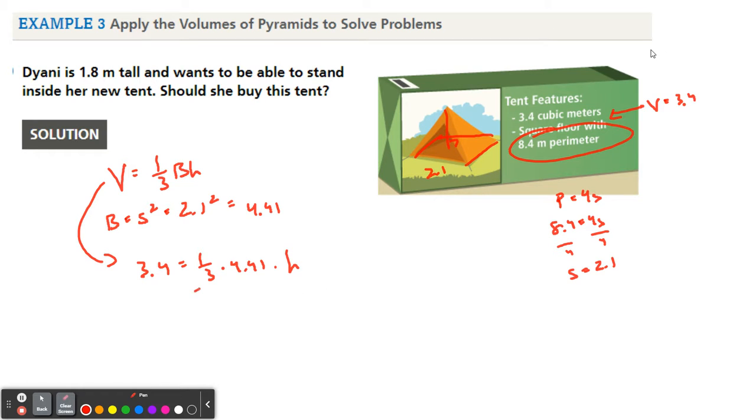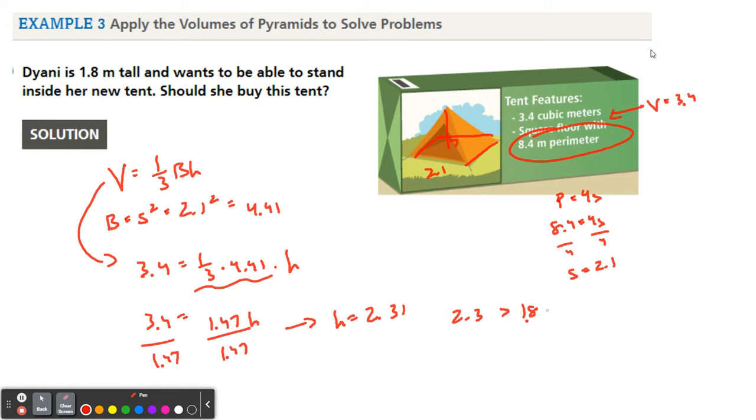So 3.4 equals 1/3 of 4.41, which is a nice round 1.47, times the height, and then we divide by 1.47. And 3.4 divided by 1.47 gives you a height of roughly 2.31, or 2.3. If we take a look here, the height of the tent, 2.3, is greater than 1.8, which means that yes, she will fit, so she should buy this tent.